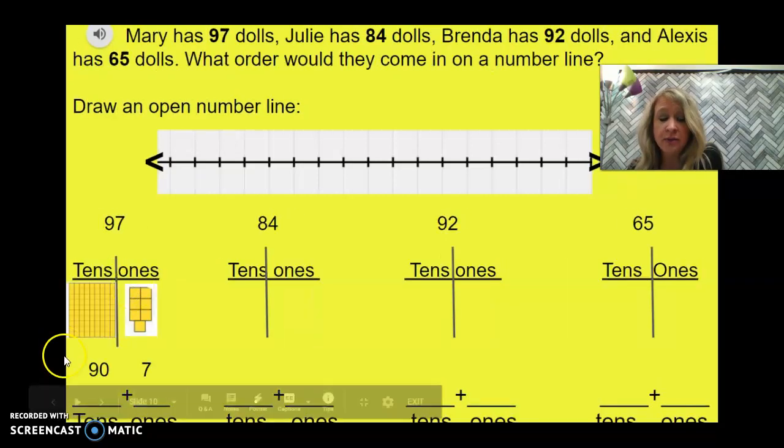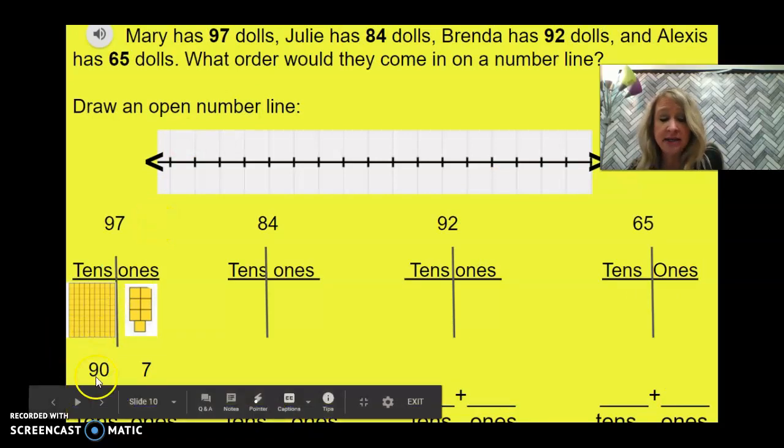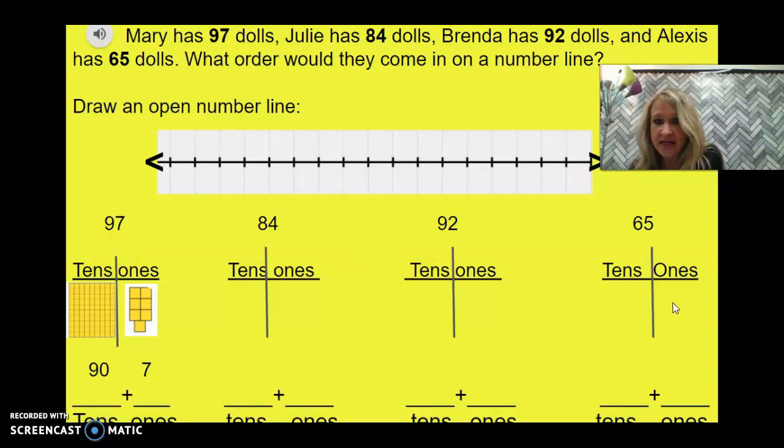Then you're going to write the number in expanded form. So look right below that, and it says 90 plus 7. Because how much is 9 10s? 10, 20, 30, 40, 50, 60, 70, 80, 90. 90 plus how much is 7 1s? 7. Very good. So picture form, expanded form: 9 10s and 7 1s, and then 90 plus 7. That's what you're going to do for each of these numbers. Got it? Then you're going to decide where they should be on the number line in the correct order.